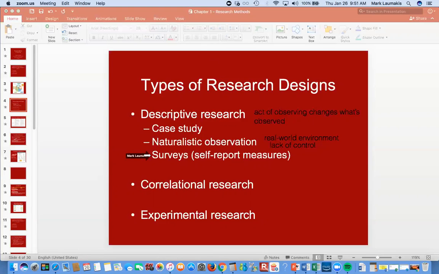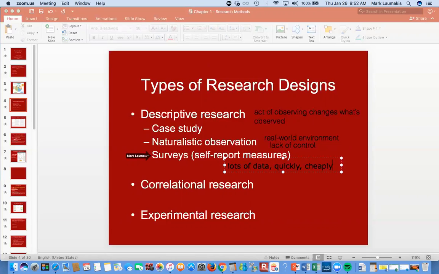The third and final type of descriptive research design is the survey. Surveys involve using questionnaires or interviews, face-to-face, on the telephone, online, about people's behaviors, about people's attitudes, and so forth. Okay? The major advantage of surveys is that we can get lots of data quickly and cheaply, okay? It's a really inexpensive way to collect a lot of data very, very quickly, okay?